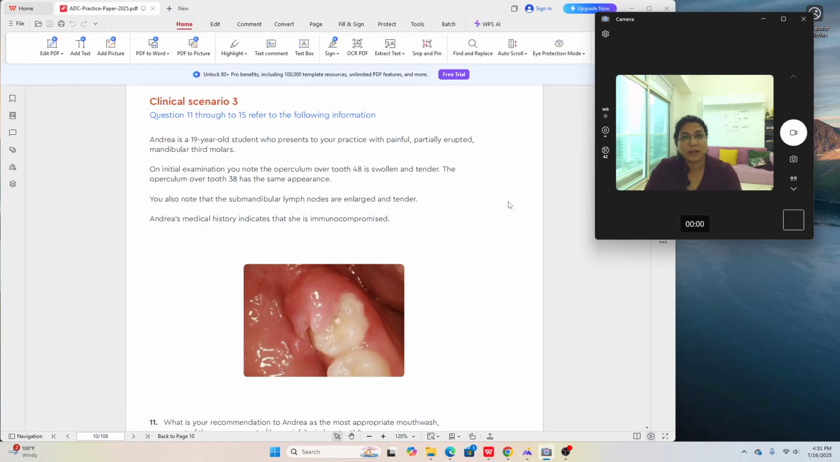So you need to give antibiotics to protect the patient. You understand? Because especially in patients who are immunocompromised or at a risk of infective endocarditis, correct? So this is what you understand from the question.